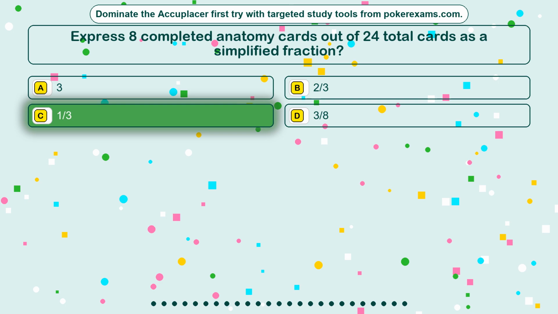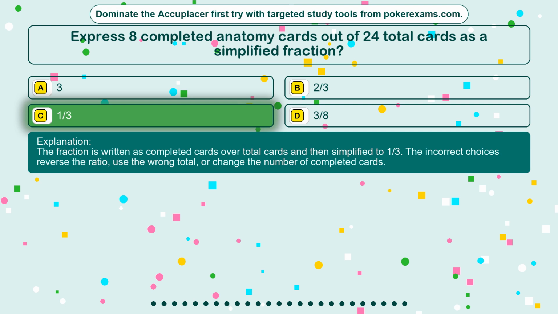The correct answer is option C, 1/3. The fraction is written as completed cards over total cards and then simplified to 1/3. The incorrect choices reverse the ratio, use the wrong total, or change the number of completed cards.